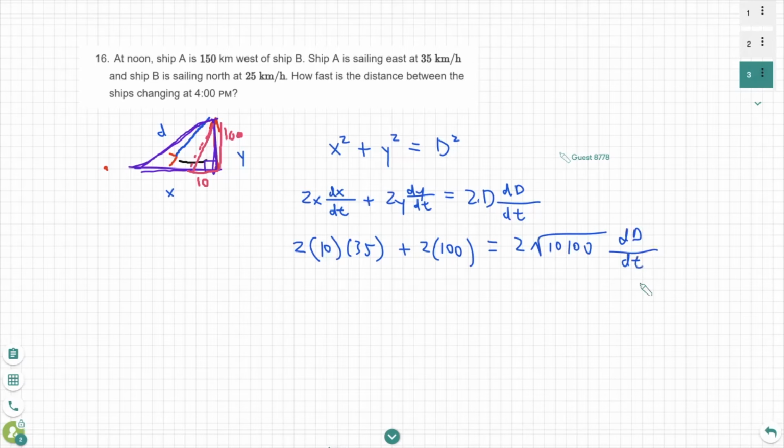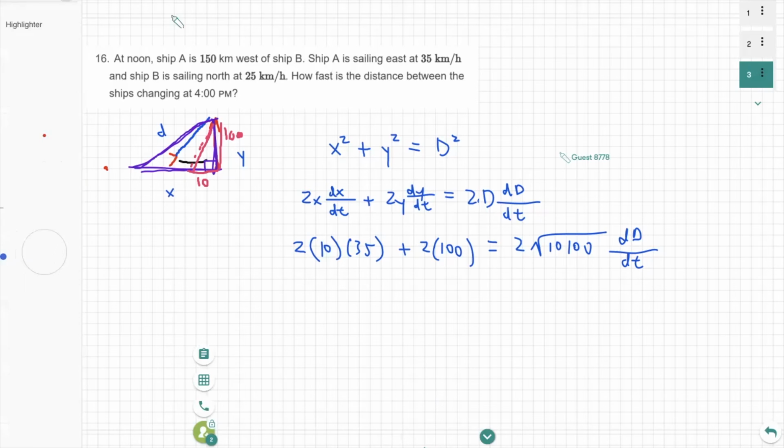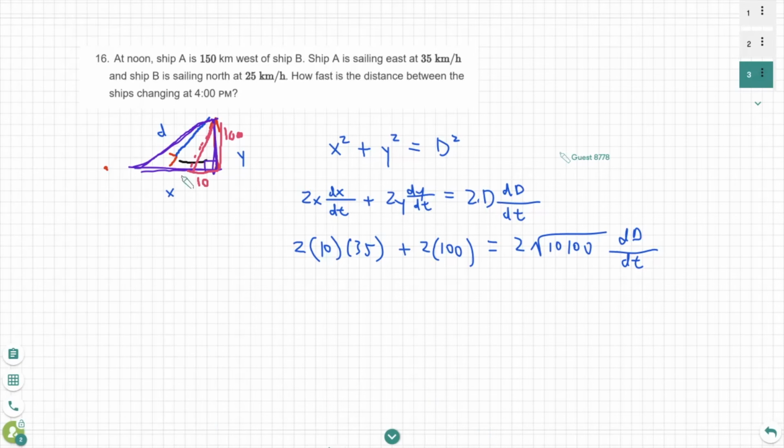Times dD/dt. From there, you can just divide by 2 times the square root of 10,100. But look at what's happening with the x value, it's getting smaller. So what does that tell us about the rate of x? Is it negative? Yeah, it's negative.